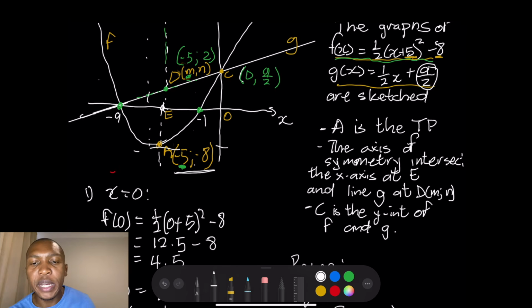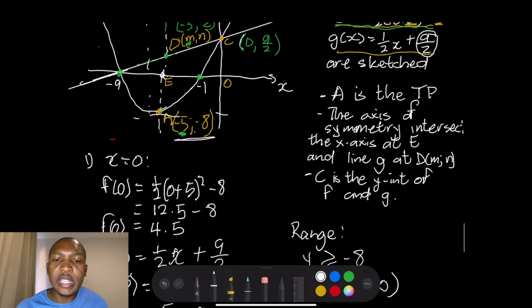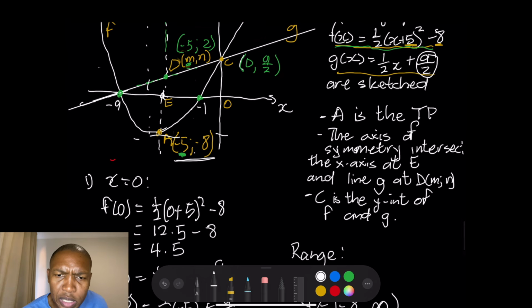Okay, we found minus 5 and 2. And please try these questions on your own so that you can master this. And then the next question, they said calculate the area of OCDE. Let's see, OCDE. So it's that.